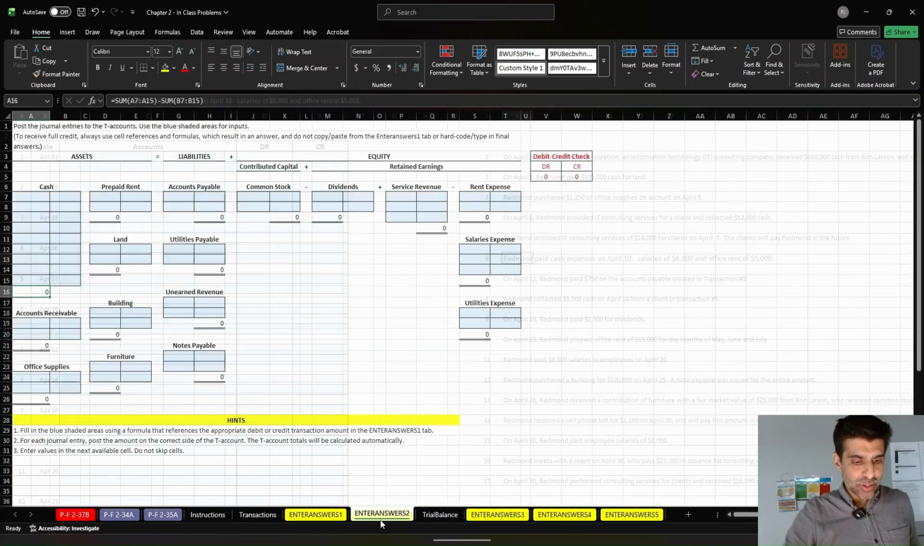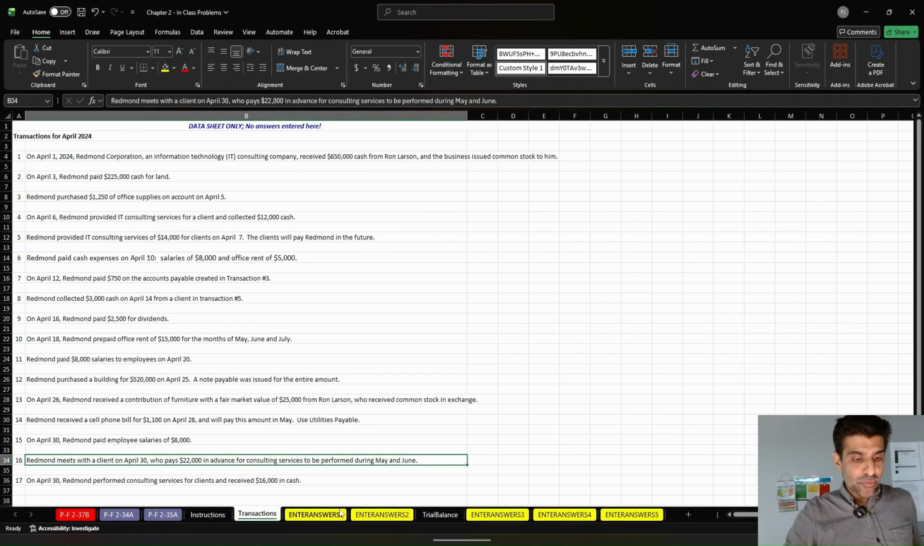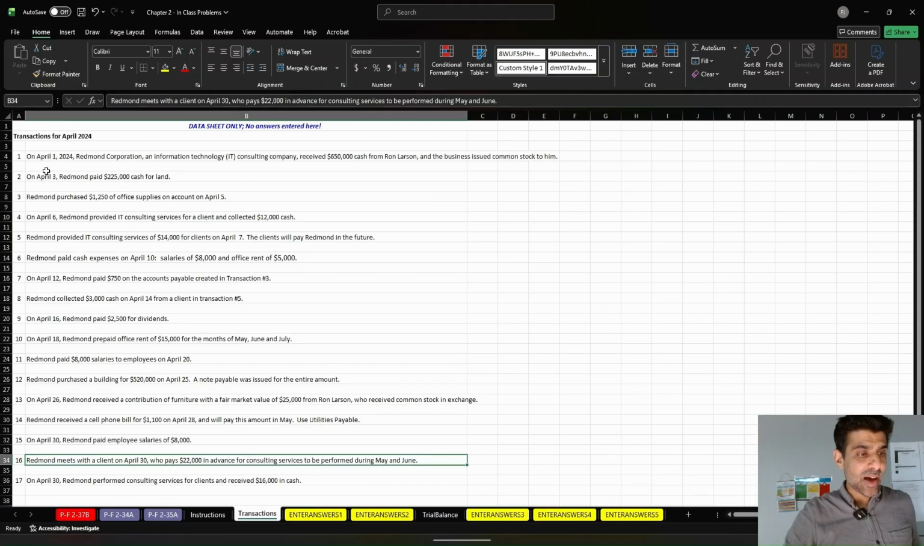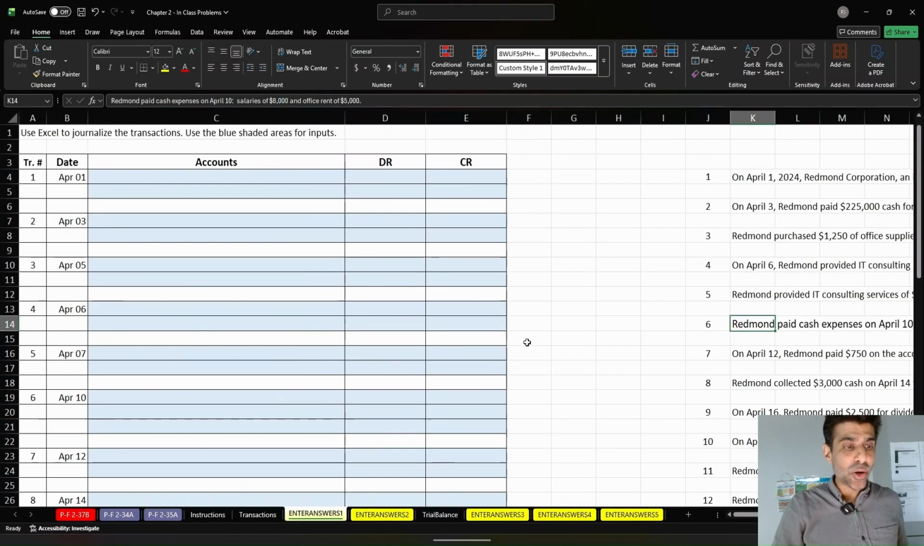You're going to see that there's a bunch of yellow tabs at the bottom here. And before the first yellow tab, there's this one that says transactions. Okay, so it's just a list of a bunch of transactions. And what we're going to do is basically apply these rules that we just learned, and we're going to do a bunch of journal entries, okay?